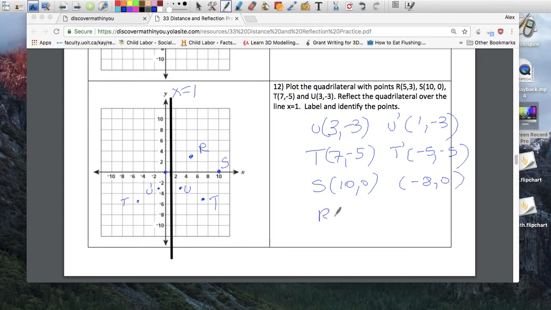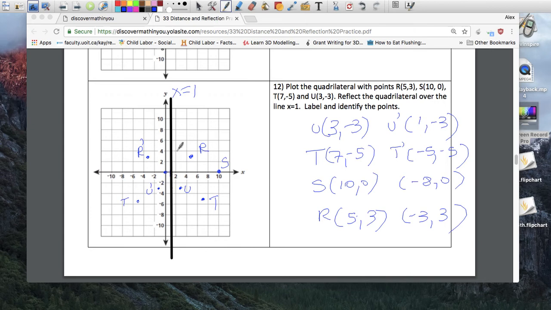And finally, point R. Point R is on 5 and 3. But a reflection over x equals 1, let's see, half a box, 1.5, plus half a box, so that's 2. Half a box, 1.5, so it's going to be right here. And here's our prime, which is negative 3 and 3 up.